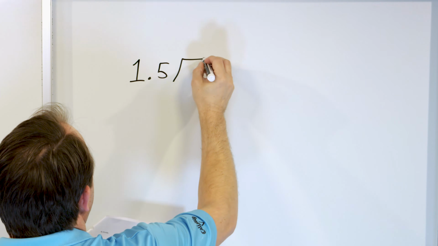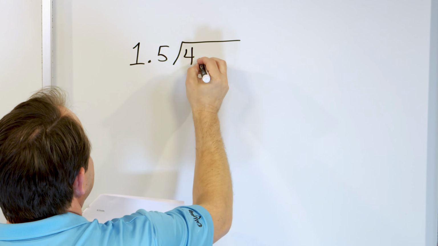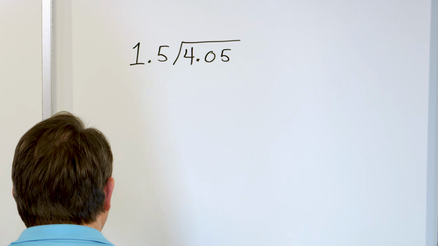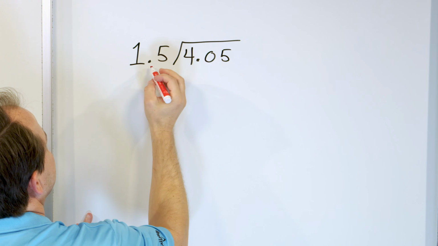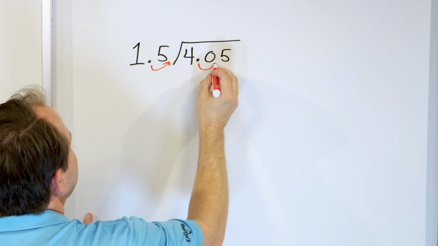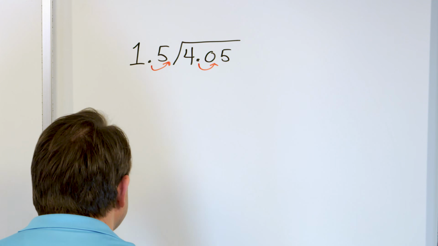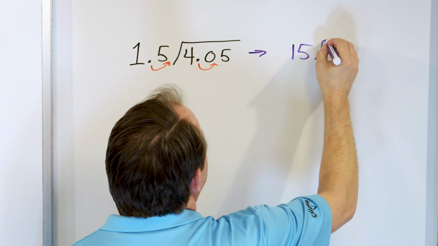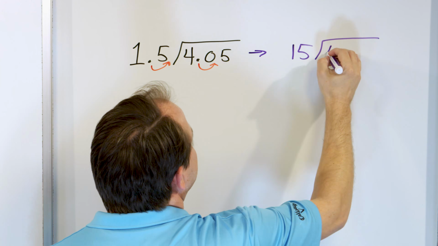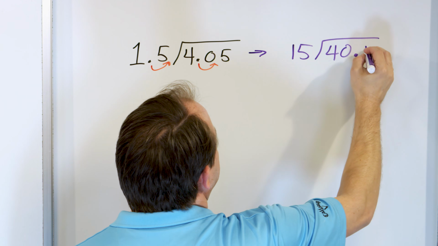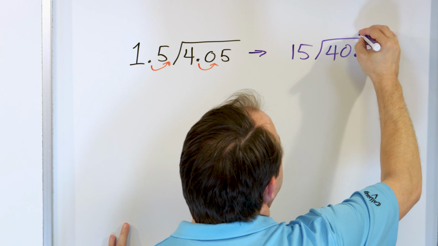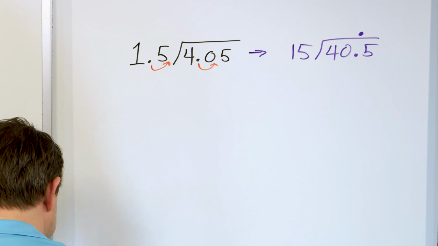1.5, and we're going to take the number 4.05, and we're going to divide it by 1.5. But again, I don't want to do this problem. I don't want this decimal point. I move it 1 spot over, so I must move this one spot over. So then I'm going to have 15 on the outside, and this number will become 40.5. This is the problem I'm going to solve. My decimal is here, so I put it right there in the answer.